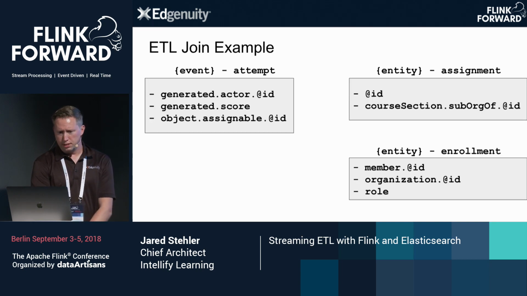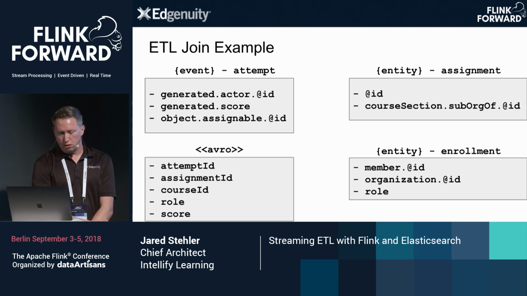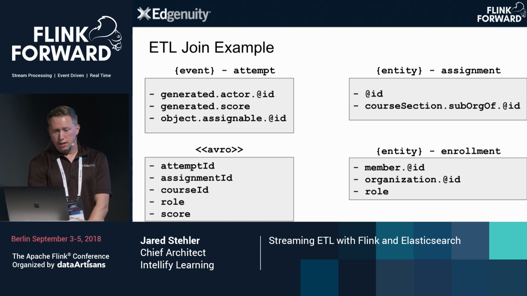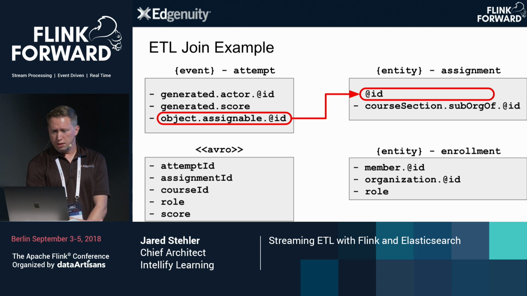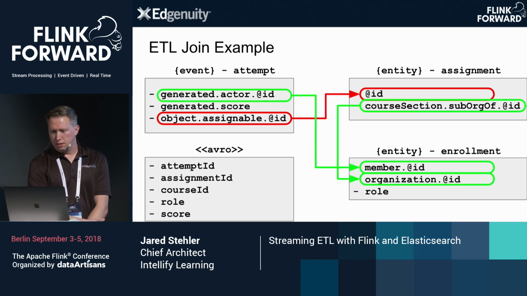So here's an example of an ETL join that we needed, where our resulting table wants to have a course ID and a role, and the inbound event only has an assignment ID. And so what we need to do first is join into an assignment entity in order to get the course ID. But then additionally, in order to get the user's role, we need to join into the enrollment record, and that requires us to join on user and on organization, and the organization therefore comes from the course ID. So basically we need to have that assignment join fulfilled before we can complete the second one.